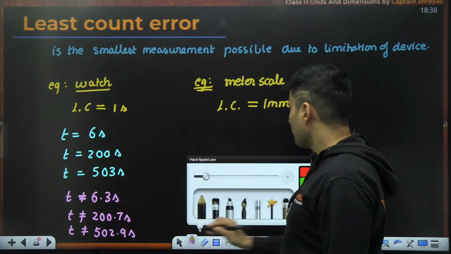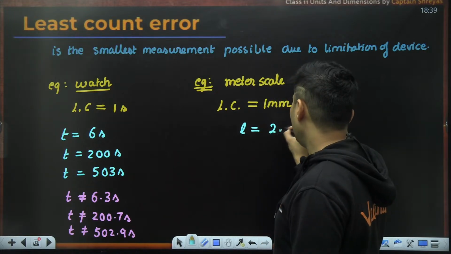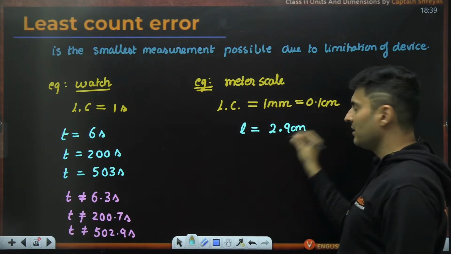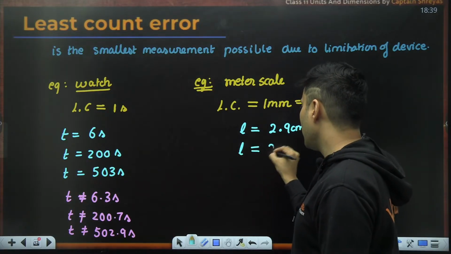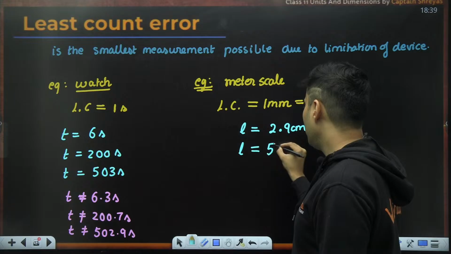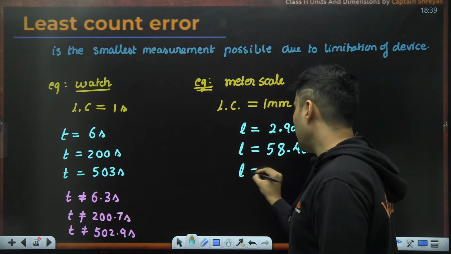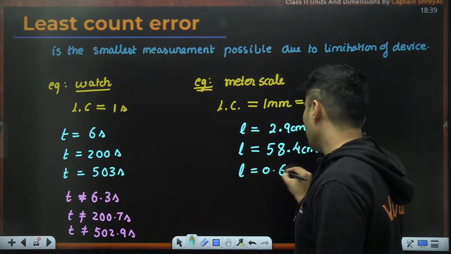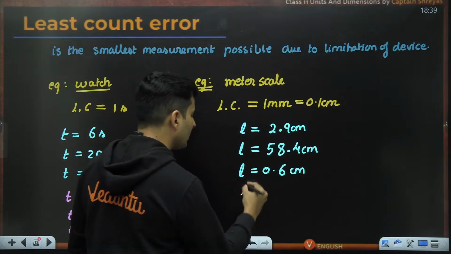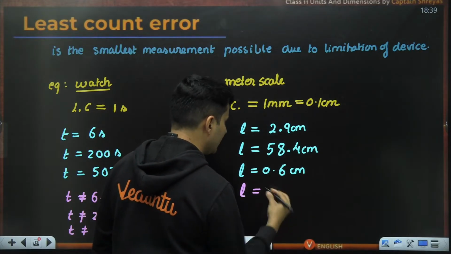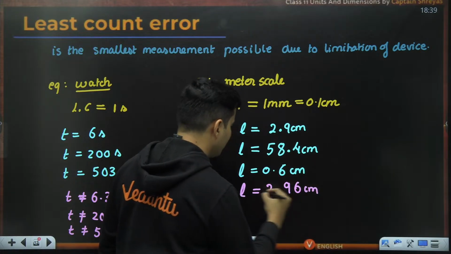Sir, what about over here? Same thing, guys. I can say the length is 2.9 centimeters. In centimeters, the least count is 0.1 centimeter. So 2.9 centimeters is perfectly fine. I can also say it is, let's say, 58.4 centimeters. Perfectly fine. Sir, the length is 0.6 centimeters, is this allowed? Definitely it is allowed. But what will not be allowed? Things like this. The length is for example 2.96 centimeters. This is not correct.